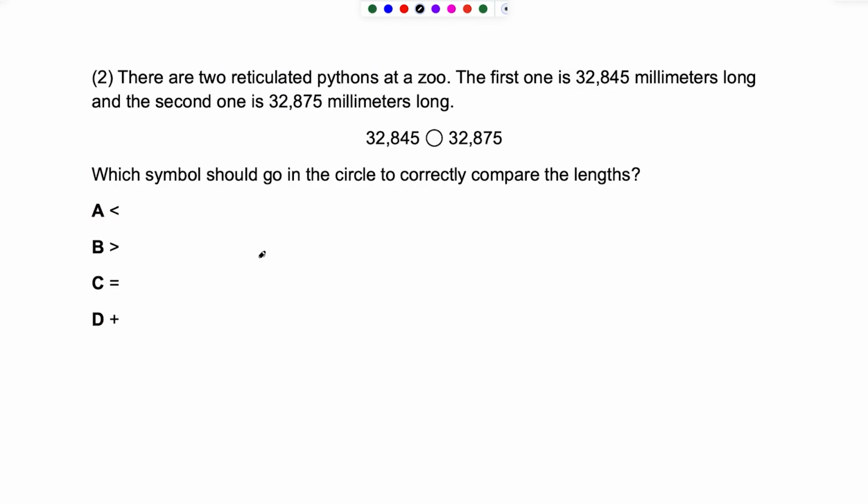Question 2, there are 2 reticulated pythons at a zoo. The first one is 32,845 millimeters long, and the second one is 32,875 millimeters long. Which symbol should go in the circle to correctly compare the lengths? So for this one, we have to know a few things. We have to know which number is the greater number, and we also have to know what these symbols mean. Okay, so for this, just know that this symbol here means less than.